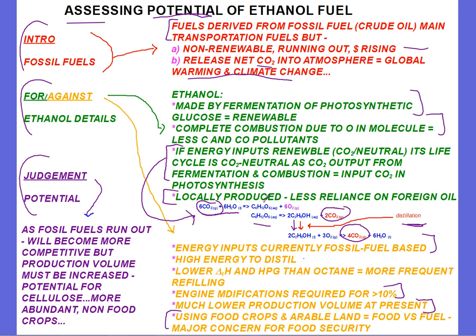And that leads to the judgment, the potential of ethanol as a fuel. Now, what I would suggest is that as fossil fuels run out, it'll become more competitive. But even still, we need to increase production volume, and we've got to deal with these issues, particularly the food versus fuel issue. And that's really where 9.2.2 comes in, the potential of cellulose. Because if we started off with cellulose rather than sugarcane, for example, first of all, cellulose is more abundant, therefore it's going to increase the volume available, but also we can then use non-food crops to actually make our ethanol as well.